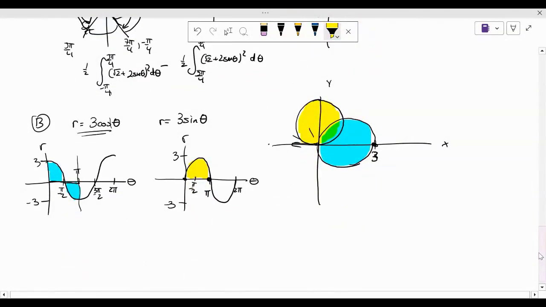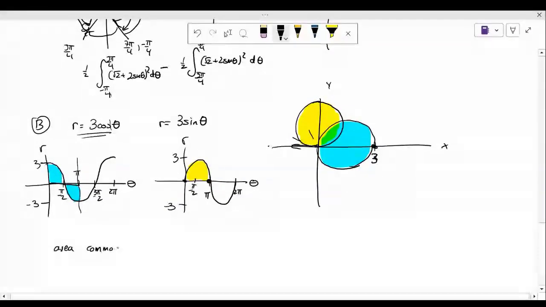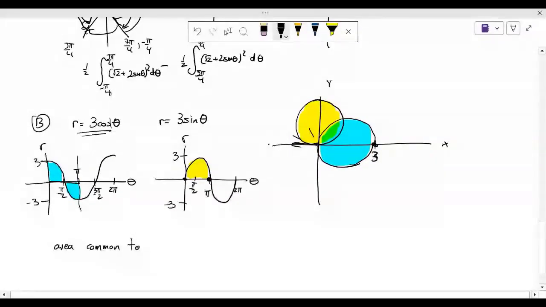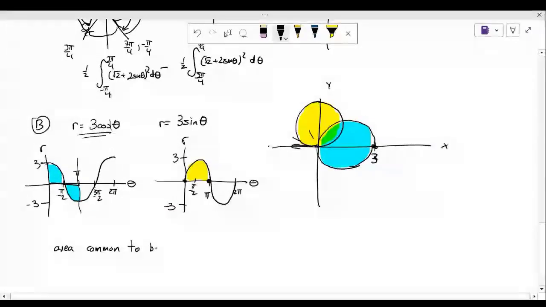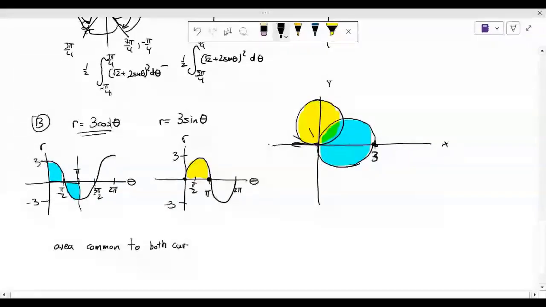So what would the possible questions be then? Well, what's the area that's common to both curves? Right? That's one question. Or inside both curves. The area of the region common to both curves.